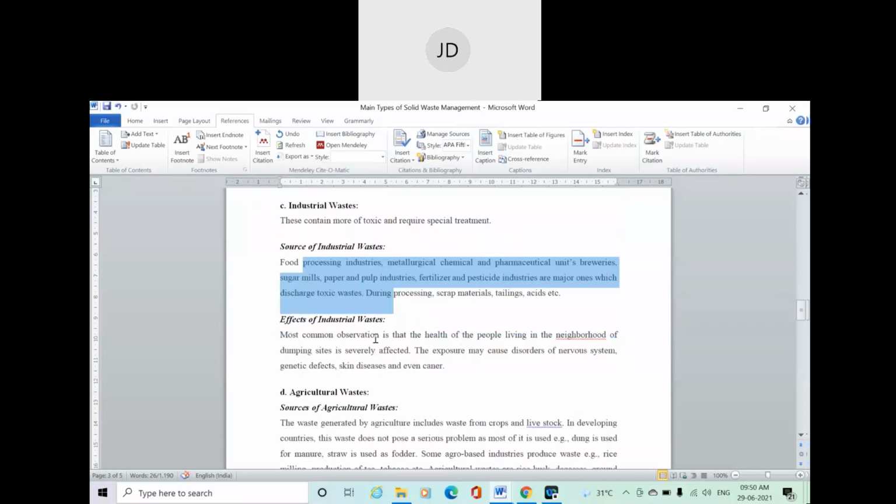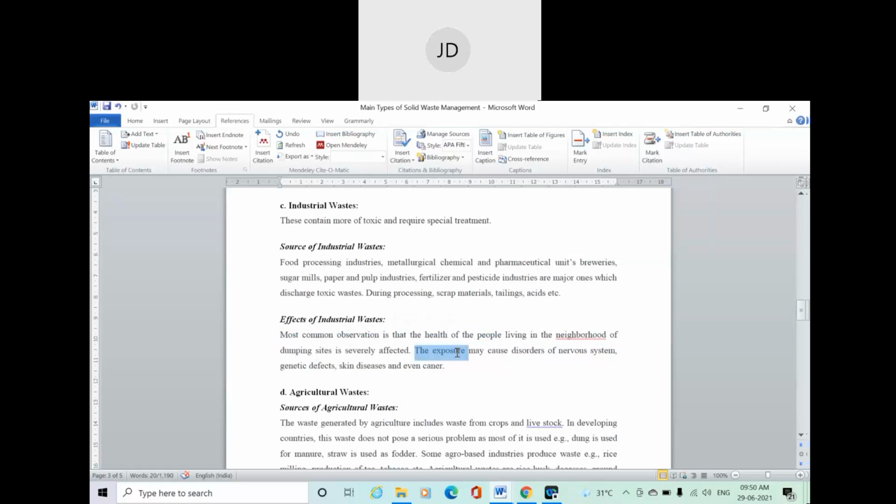So basically the effect of industrial waste is that the most common observation is that the health of the people living nearby, in the neighborhood of the dumping site, is severely affected. So the local people living near the dumping zone may be affected, because the particular waste may contain industrial waste.